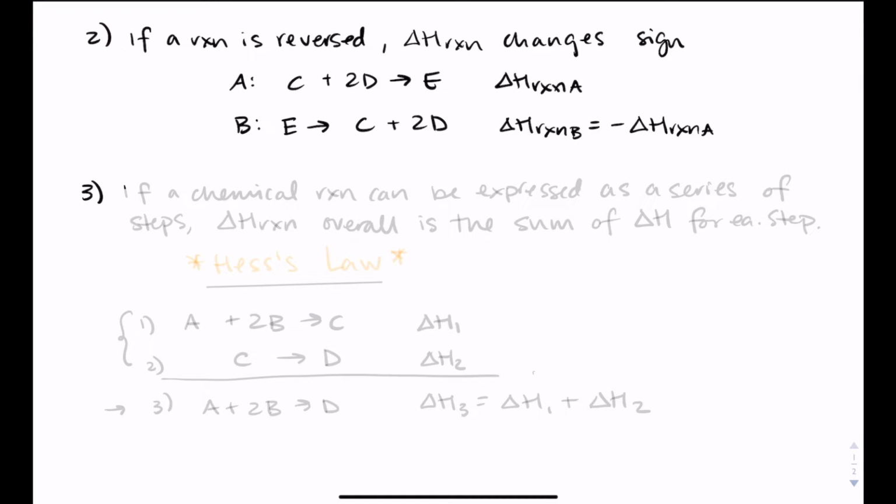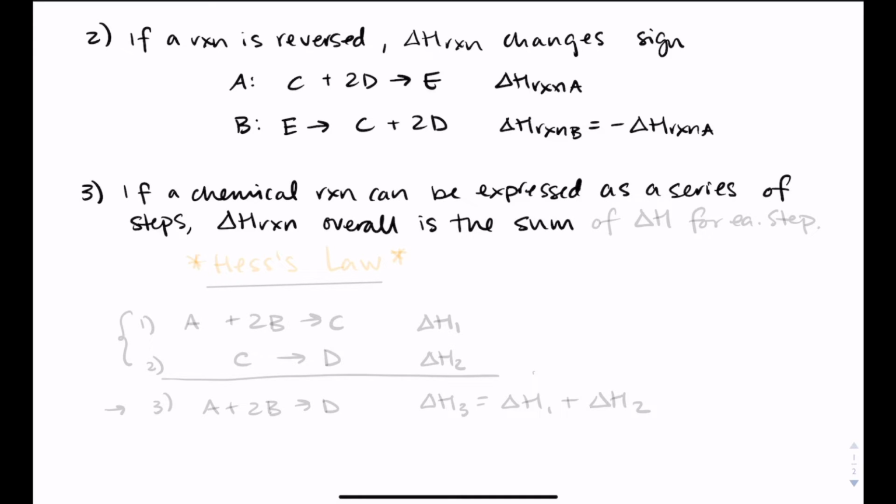Then if you can add reactions together, then you can also add together their delta H's. So this, I'm going to explicitly read it. So if a chemical reaction can be expressed as a series of steps, delta H reaction overall is the sum of the delta H for each step. This is known as Hess's law. So we will use Hess's law for a lot of stuff when it comes to finding delta H values.